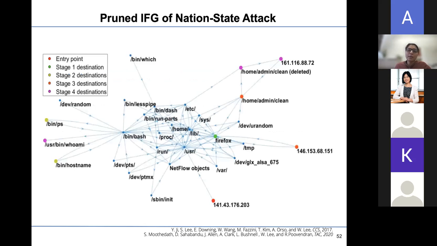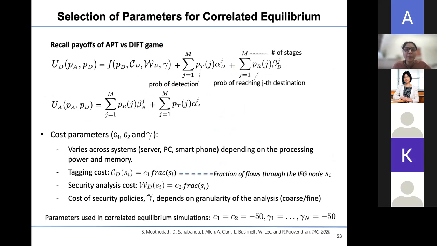So we saw this graph before. This is the pruned IFG for the nation state attack, where stage 1, stage 2, these are the different stages, and those nodes are denoted by using these colors here, right? And we use this payoff function. Notice that for alpha D, there is a J. This is now for the multi-stage case. So there are separate values for alpha Ds and beta Ds for the different stages, because depending upon how critical different stages are, to denote that we are using J. So it's just how we extend the payoff function to the multi-stage case, right? That's all here. And we choose the cost parameters from the data.